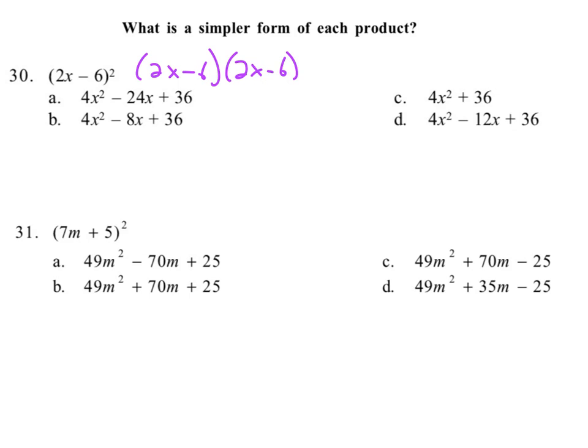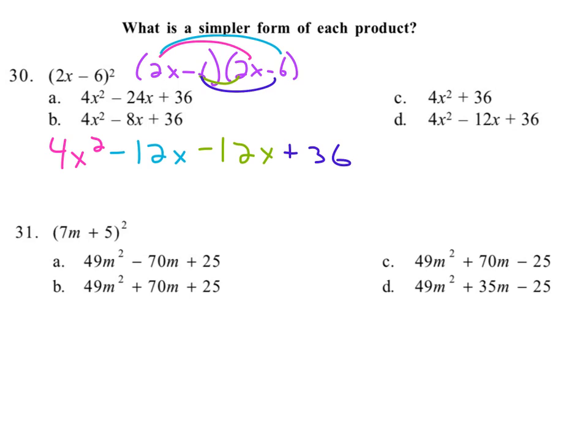Okay? So then when you foil it, first times first, outer times outer, inner times inner, and last times last. Let's examine what we've got.